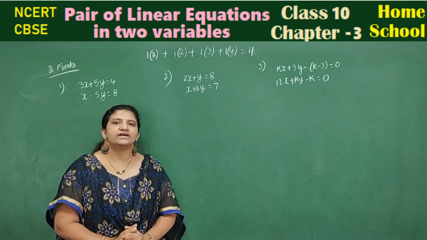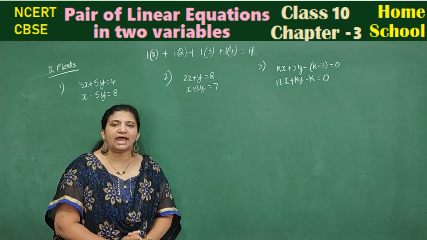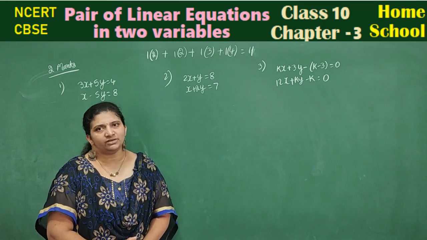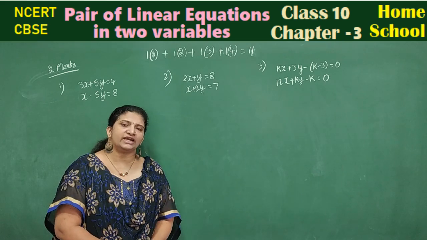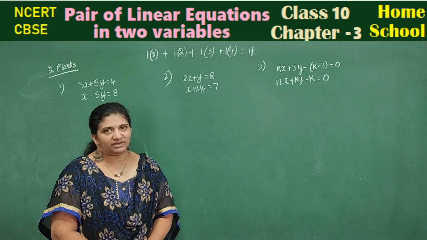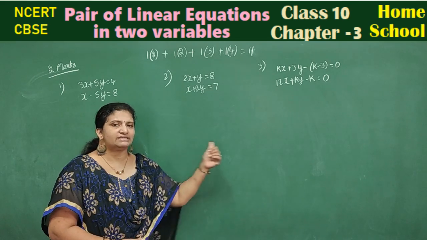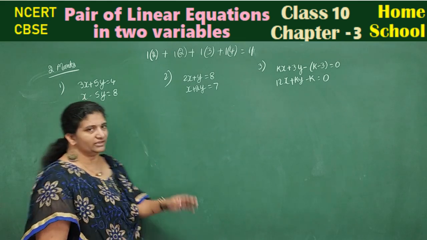That is, first one substitution method, second one elimination method, and the third one cross multiplication method. This year, the two methods, substitution and cross multiplication, were deleted, and we are going to deal with only the elimination method. I have collected these three questions. Now we are going to solve by using the elimination method.